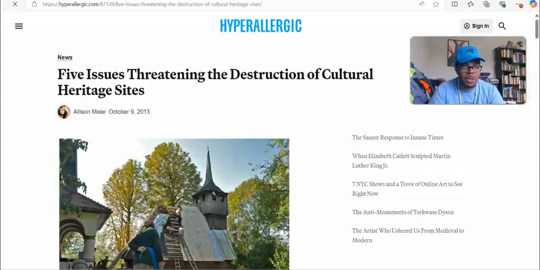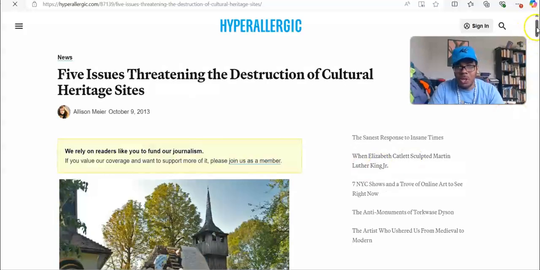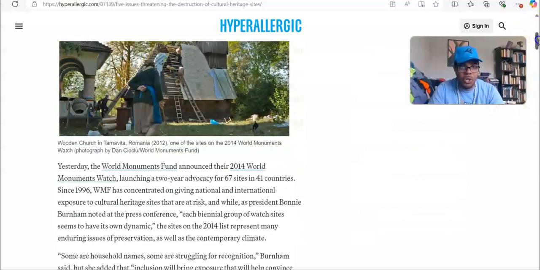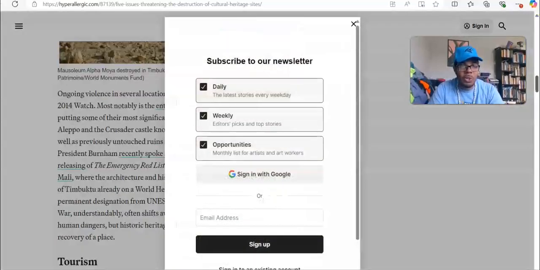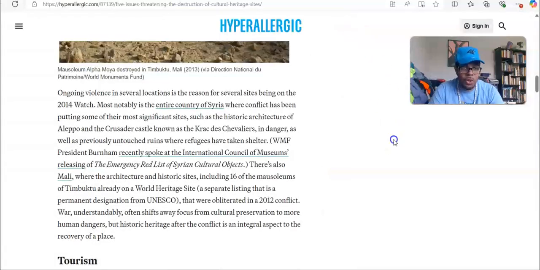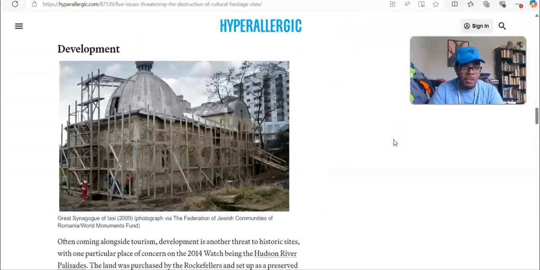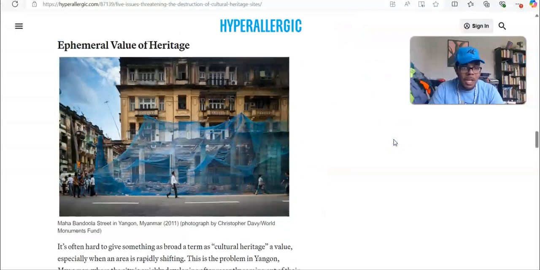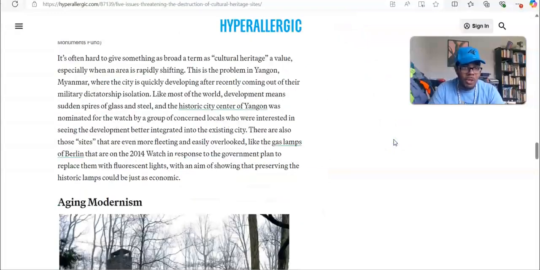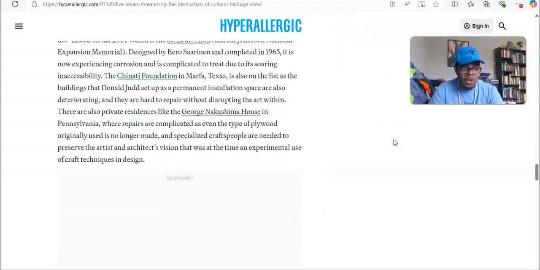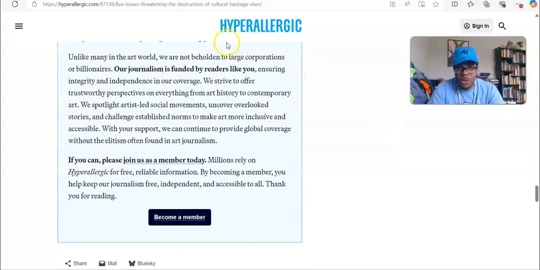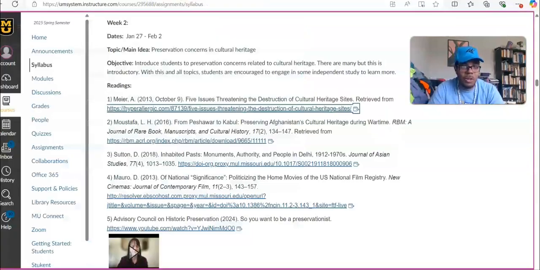I'm going to pause while it loads. Oh, there we go. All right. So you see this: 5 issues threatening the destruction of cultural heritage sites. It's very short. You scroll down: war, tourism, development, ephemeral value of heritage, and aging modernism. This article is something that you're going to read in 5 minutes.